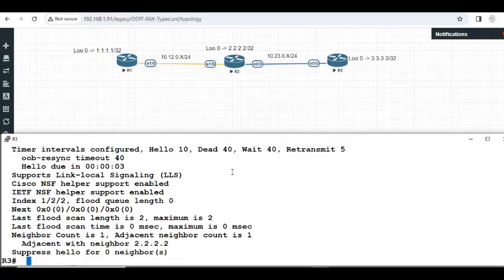I also want to show you the 7 states of neighborship. We have not seen that, right? Let us see that. Now what I'm going to do is shut down the serial port on router 1 and router 2 so that we can see the election process.